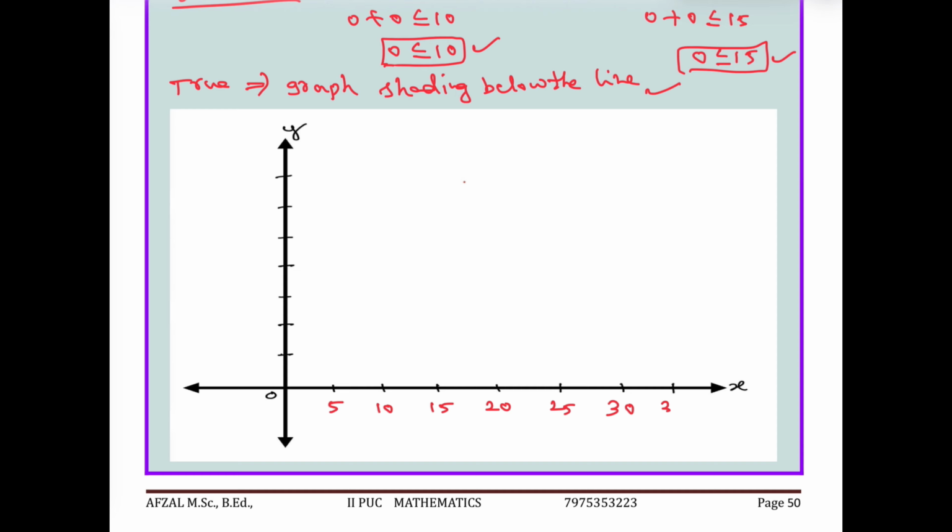Then we should find the adjoint of A. Before finding adjoint A, first we need to find the cofactors of A. Then we will find adjoint A. Adjoint A is the transpose of the matrix of cofactors of A. Matrix A has 9 elements, and for each and every element we have to find the cofactor.